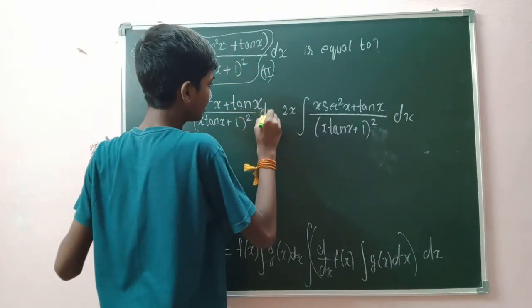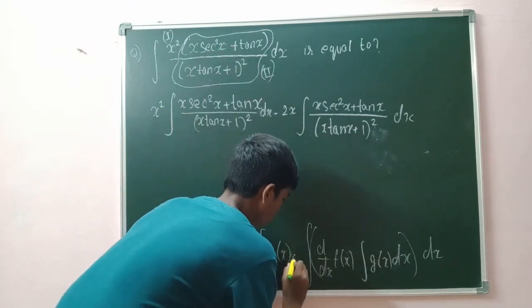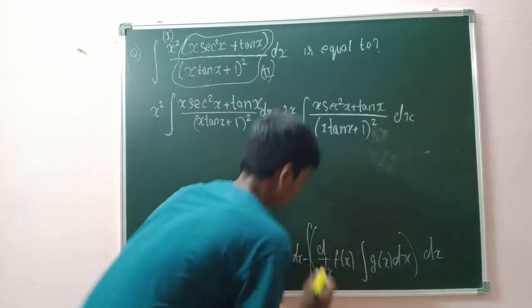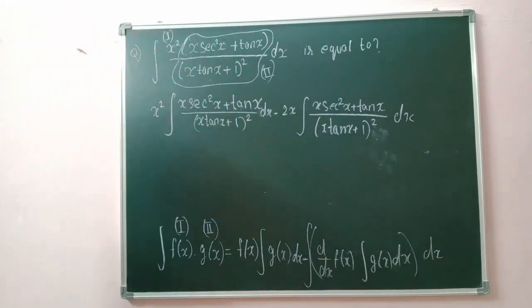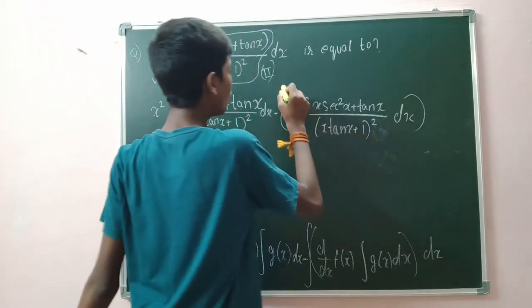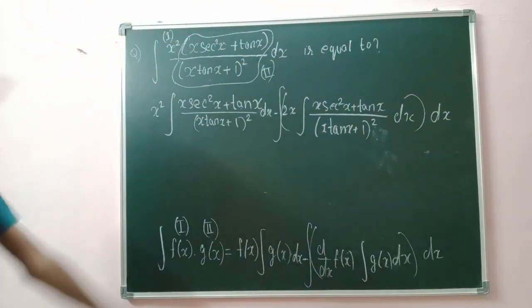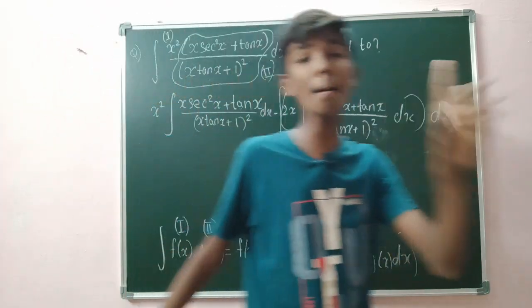Of dx, then minus here also of dx, then minus. Okay, I hope that's clear for you people now. Then we should put a whole integral, then the dx for whole. I hope you guys can understand what I am trying to do here. I'm just using the by parts rule.